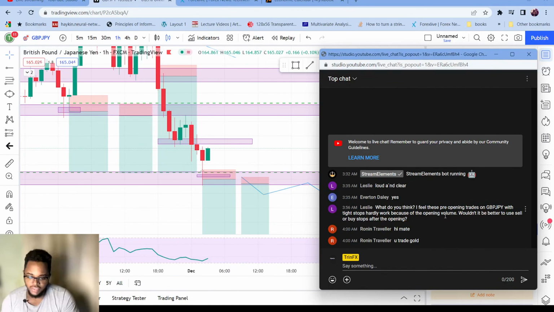What do you think? I feel these pre-opening trades on GBPJPY with tight stops work highly because of the opening volume. Wouldn't it be better to use sell or buy stops after the opening?